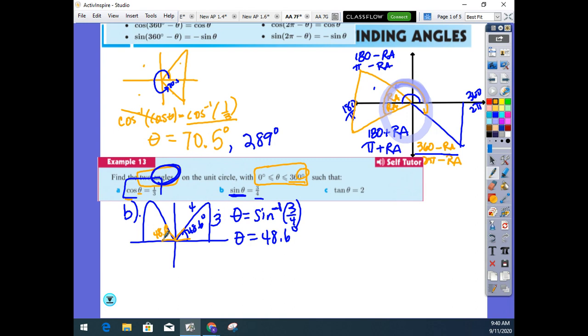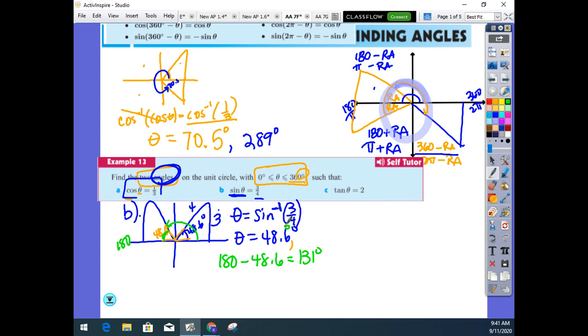But now to get my second quadrant angle, I want to go from here over to here. So I'm going to take 180 and subtract off that reference angle to get 131 degrees.